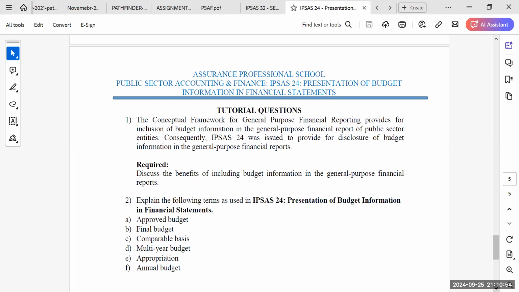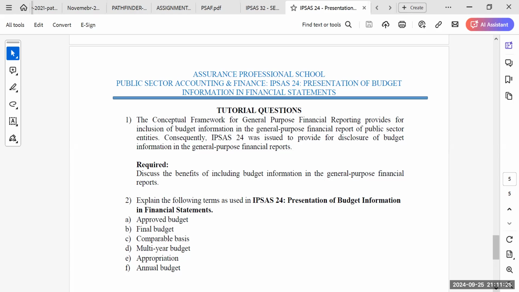The conceptual framework for general purpose financial reporting provides for inclusion of budget information in the general purpose financial report of public sector entities. Consequently, IPSAS 24 was issued to provide for disclosure of budget information to the general purpose financial reports required. Discuss the benefits of including budget information in the general purpose financial reports. And then, explain the following terms used in IPSAS 24.